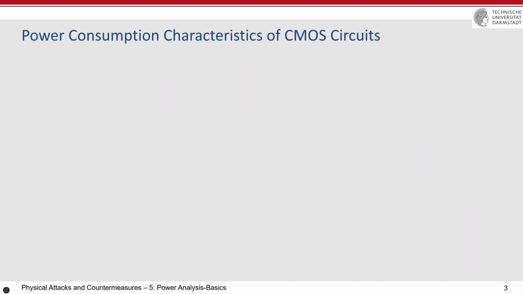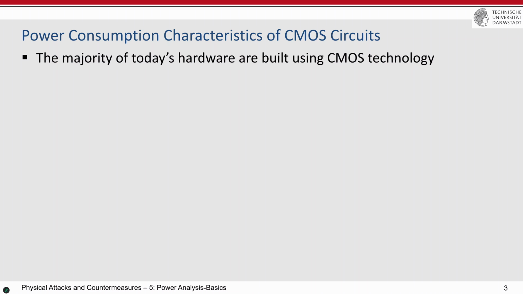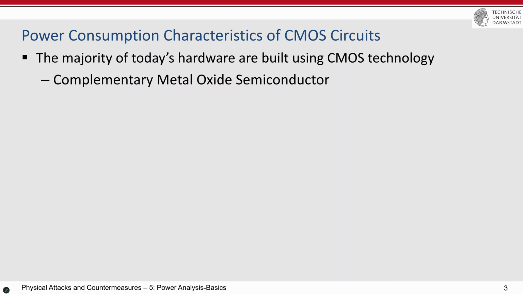Good. Before going to the part where we learn how to measure power consumption, we need to review the power consumption characteristics of CMOS circuits. I think you have learned something about CMOS during your first years of bachelor studies, but we have to review them. The majority of today's hardware is built based on CMOS technology. I mean, for example, the CPU of your mobile phone, of your laptop, almost everything is in CMOS technology. And this is the abbreviation of complementary metal oxide semiconductor.